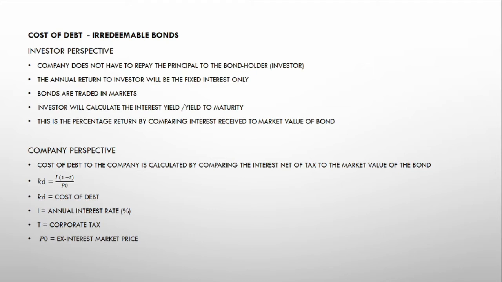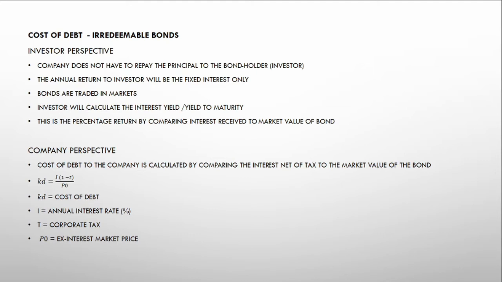So bonds are traded in markets. We looked at bonds in the first chapter and we looked at the various markets that the bonds can trade on. So if we have an irredeemable bond, the investor will calculate the interest yield or the yield to maturity. So what is the yield to maturity? This is the percentage return by comparing the interest received to the market value of the bond. So the yield to maturity can be calculated by taking the percentage return or the annual interest on the bond and dividing it by the ex-interest market price of the bond. You can have a look at that formula in your textbook.